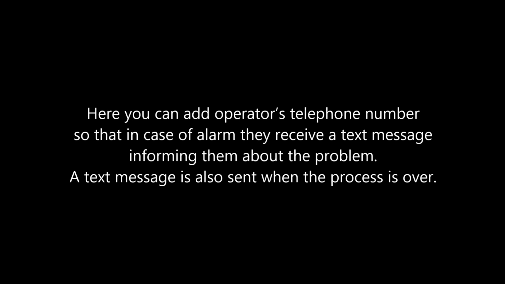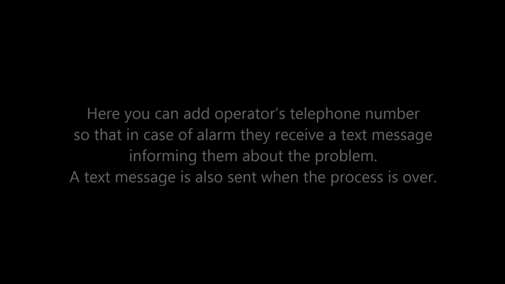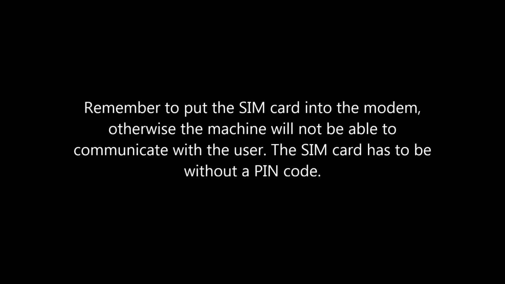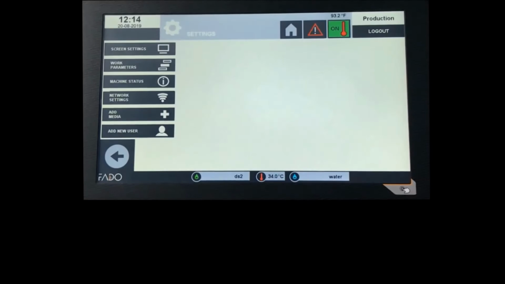Network settings. Here you can add operators' telephone numbers so that in case of alarm, they receive a text message informing them about the problem. A text message is also sent when the process is over. Remember to put the SIM card into the modem, otherwise the machine will not be able to communicate with the user. The SIM card has to be without a PIN code.